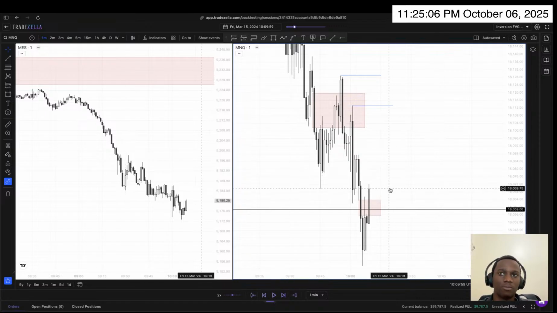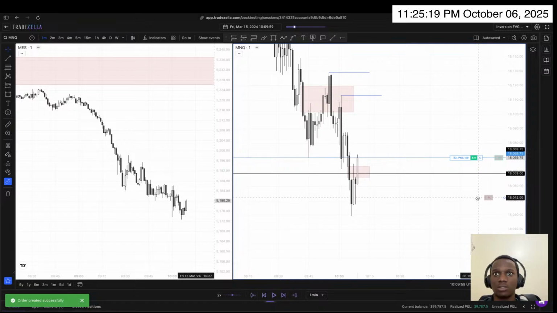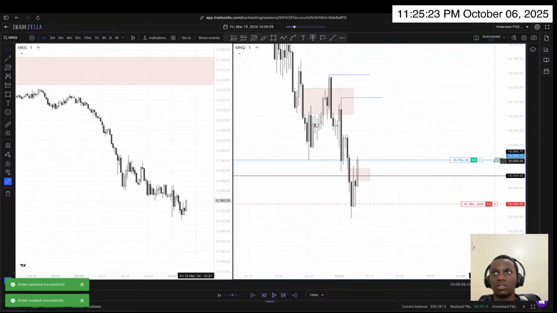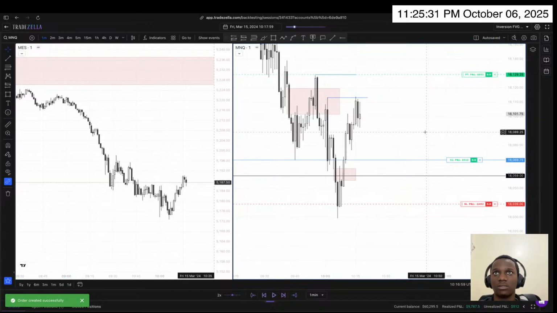If we take buy from here, let's stop right there. That's like 60. So 500 over 60. That's 8. Buy this, and the stop loss will be right here. Take profit right there. Okay, break even there.